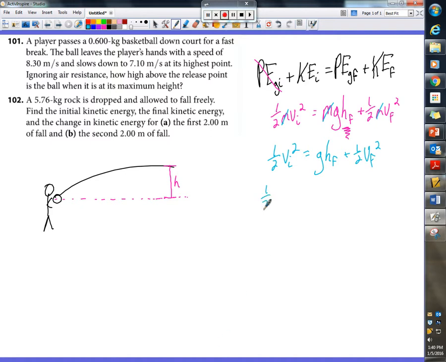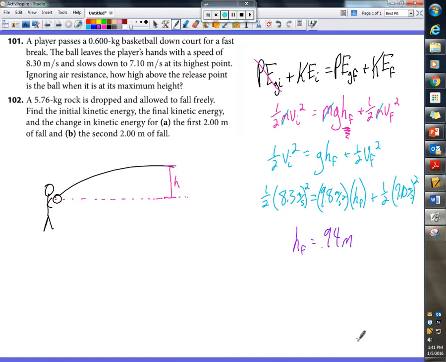Okay, so plug in numbers. 1/2 the initial is 8.3, and that's getting squared. g is 9.8 meters per second squared. h final, that's what we have to solve for. Plus 1/2 times v final, which is 7.10 meters per second, and that's getting squared. We do our math there, and we do our algebra there. Take this term over to the other side, subtract it, then divide by 9.8. h final should be about 0.94 meters above the release point.